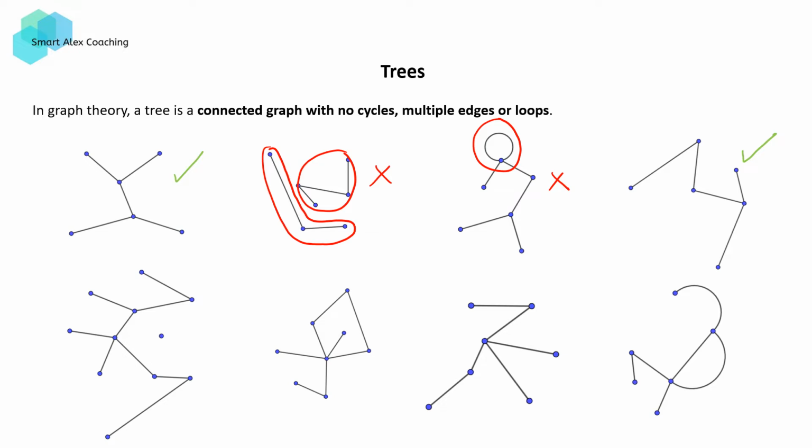The fifth graph isn't a tree because we have one vertex that is disconnected from the rest of the graph. The sixth graph is also not a tree because we have a cycle happening here. The seventh graph is a tree because all the vertices are connected. There are no cycles, multiple edges or loops. And the last graph is not a tree because we have multiple edges happening here.